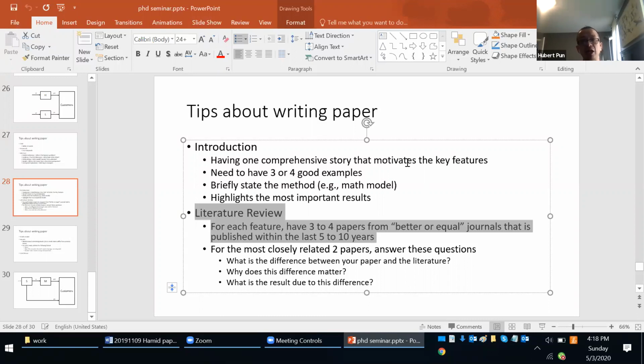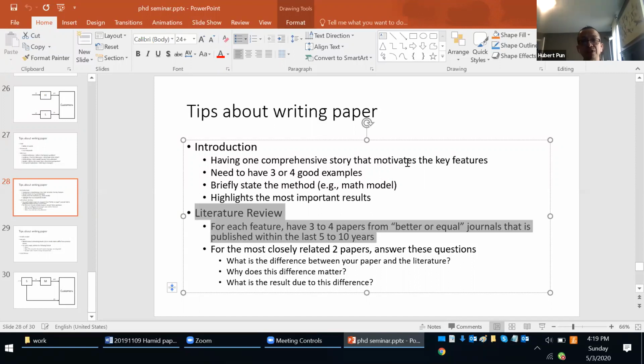And then how many papers? You don't need to cite 10 papers from one stream. 3 to 4 most relevant papers is sufficient. Rarely is there a case where 10 papers are all relevant. Usually there are 3 to 4 papers that are more relevant than the others. So after you have maybe 15 papers in the literature review, usually there are 2 or 3 papers that are most relevant to your research. For those 2 or 3 papers, you want to state what the difference is between your research and their paper. So you need to answer 3 questions.